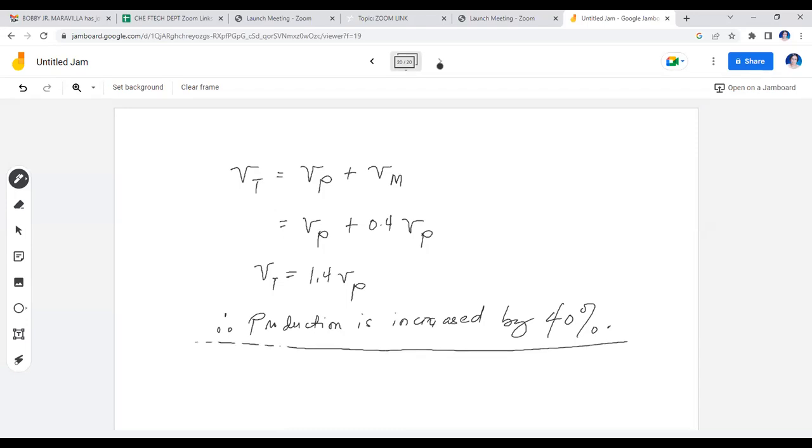How much is production increased if a back mix reactor 10 times as large as the plug flow reactor is hooked with it in a parallel scenario? So this is the percentage increase in the production. Do you get it?